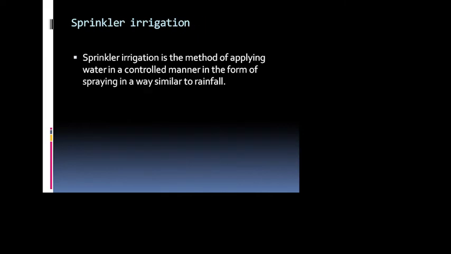Now let's see what is sprinkler irrigation. Sprinkler irrigation is the method of applying water in a controlled manner in the form of spraying, in a way similar to rainfall. So in sprinkler irrigation, water is given from the source to the sprinkler, and from the sprinkler it is sprayed out to the crops. They fall down to the crops in the form of water drops. That is very similar to rainfall.